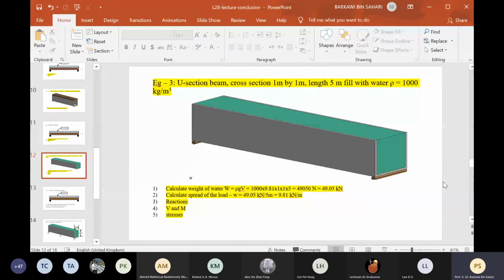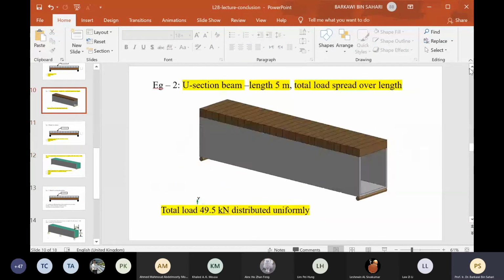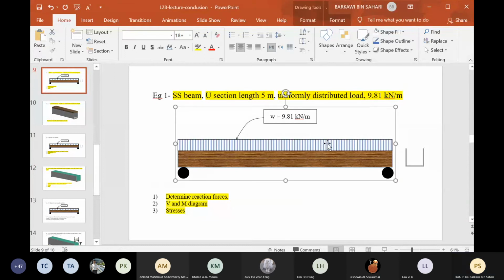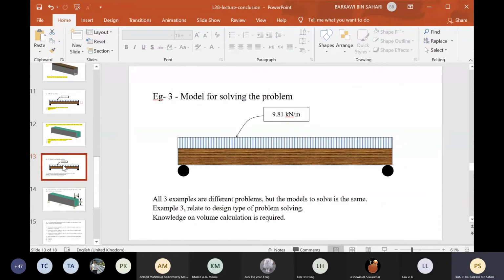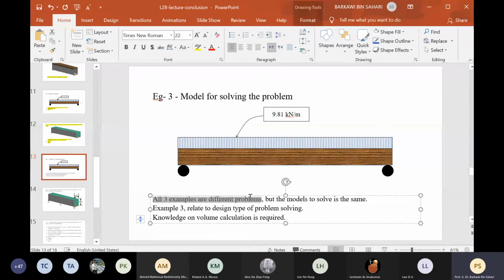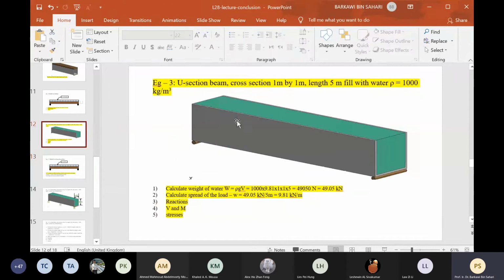Now, is it different from example 1? The model of solution? It's the same, right? So it is the same problem. Okay, it's the same problem. So this is the model for the solution. So you can see that all three examples appear to be different problems, but the models to solve are the same. And this is what is expected from a year 3 mechanical engineering student. Okay, so make sure you understand that principle.